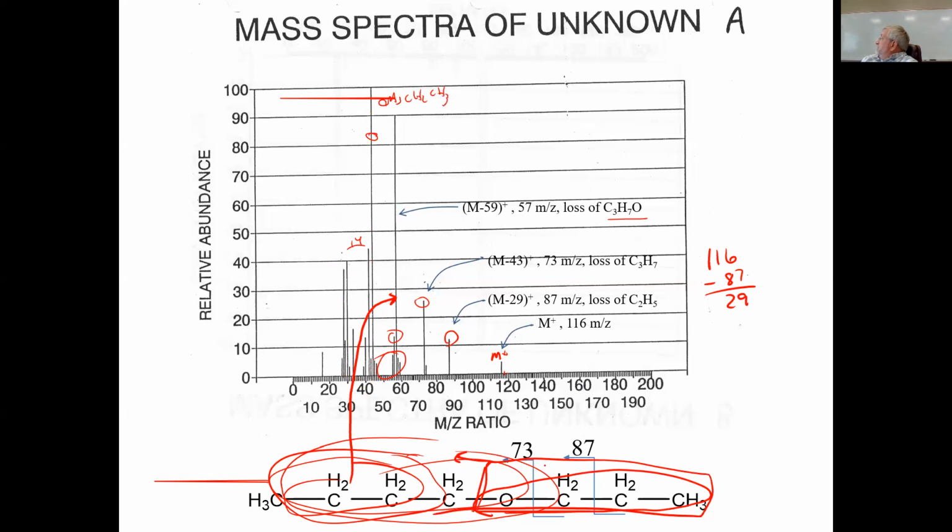And that seems to make sense, right? You can break it here or here. And so there's two sources of propyl groups. And that'd be 36, 37, 38, 39, 40, 41, 42, 43. And that should be around 43 in here somewhere.